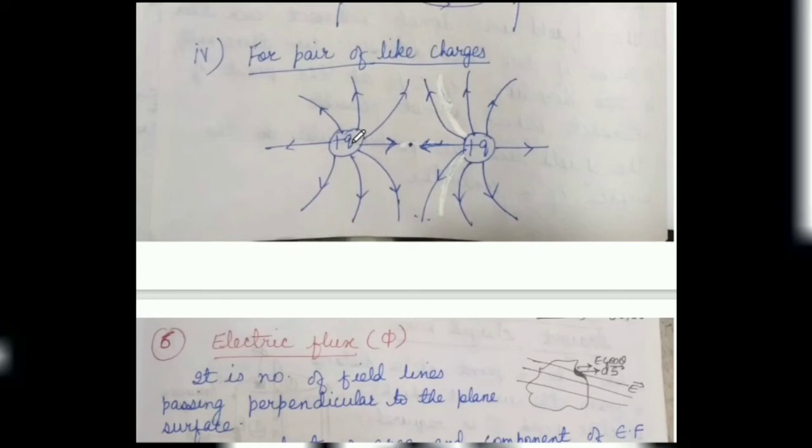Due to this positive charge, the field lines move in this way, and due to this other positive charge, the field lines move in this way. Because these two field lines never intersect, they repel each other and move in this direction. So due to these two positive charges, field lines are like this one. They don't go like this one, because these field lines are repelled by the field lines produced by this positive charge, and two field lines never intersect each other. So due to two like charges, field lines go like this.